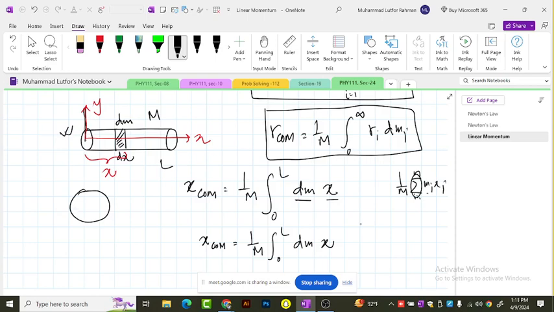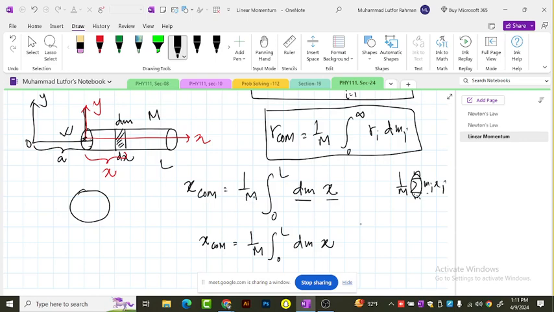Let's say if I choose my origin over here, this is my origin, then what should be the limiting value? Let's say from the origin to this location, that a, then how is this limiting value going to change?